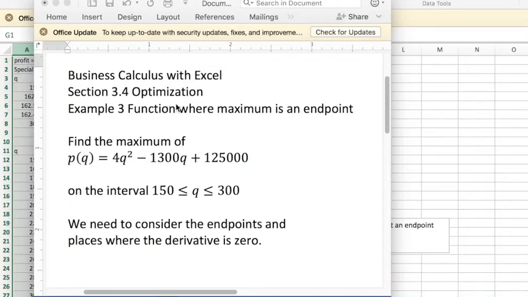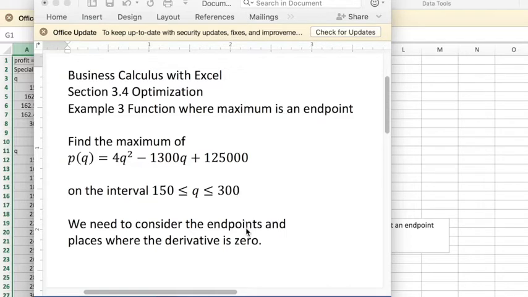Good morning. Today we're looking at example 3 of section 3.4, optimization, of business calculus with Excel. This time we're looking at a function where the maximum is an endpoint. We've been asked to find the maximum of P of Q equals 4Q squared minus 1300Q plus 125,000 on the interval from 150 to 300.